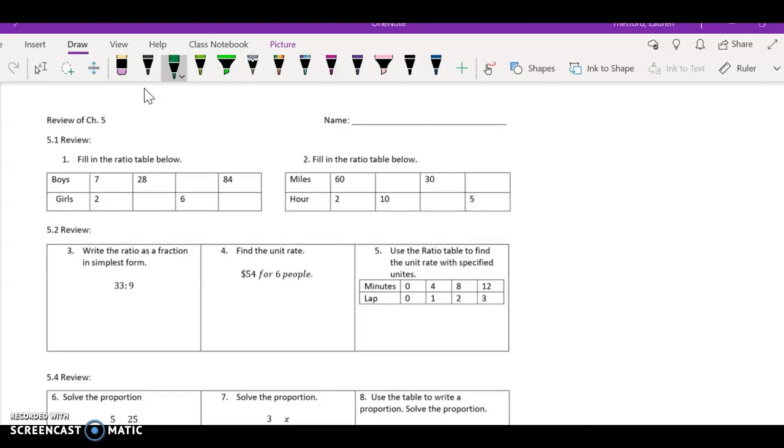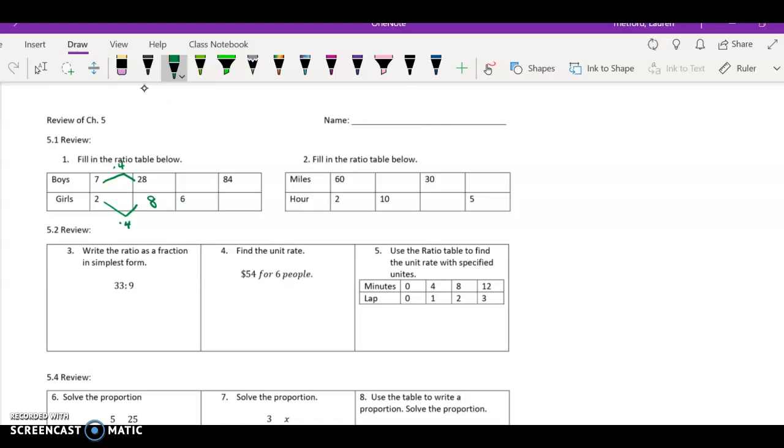So for number 1, it says fill out the ratio table. To get from 7 to 28, we multiply by 4. So we're going to do the same thing on the bottom. So we're going to do 2 times 4. 2 times 4 is 8. And so that means that blank is 8.